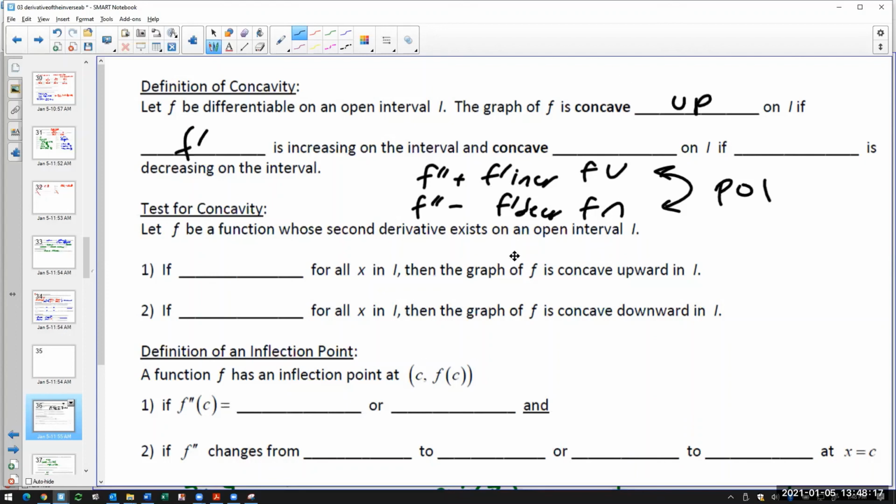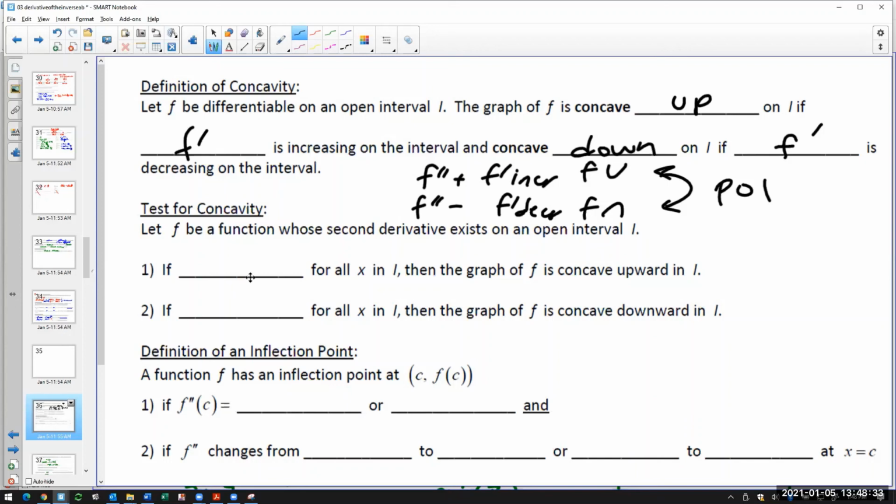Sorry, I kind of gave away some of the answers. Okay, on the interval, and then if that's concave up, this must be concave down if what is decreasing? F prime. Do you guys see where I got that F prime? Okay, this right here is what you should memorize. All right, let's look at this one.